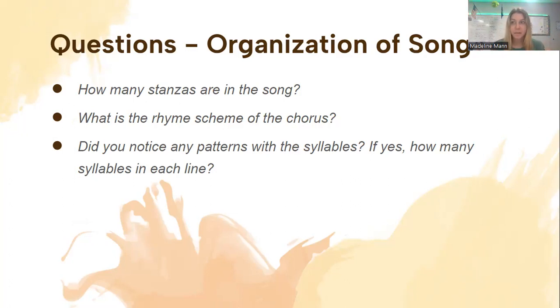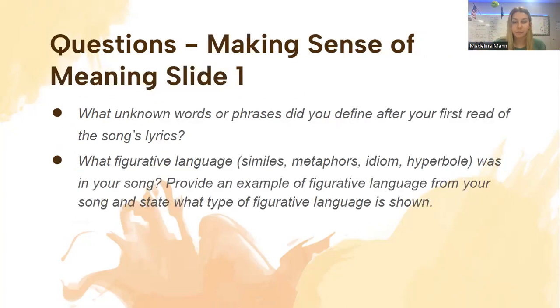Sometimes certain songs won't have a chorus. If you run into that issue, come see me and we can figure out rhyme scheme instead. But if you have a section of your song that keeps getting repeated multiple times throughout the song, that's probably your chorus. I just want the rhyme scheme for your chorus, not for your entire song. And then finally, did you notice any patterns with syllables? If yes, how many syllables are in each line? Many of you probably won't have a pattern with syllables, but if you do, what is that pattern?